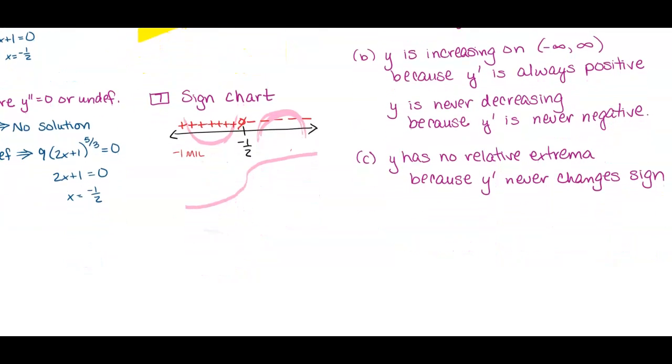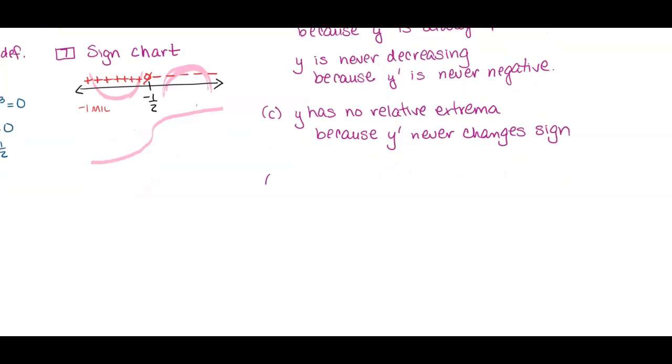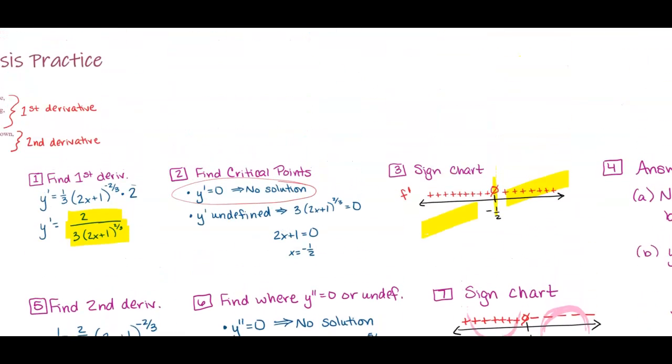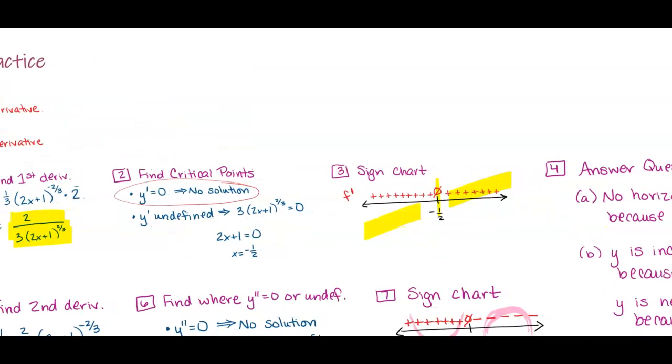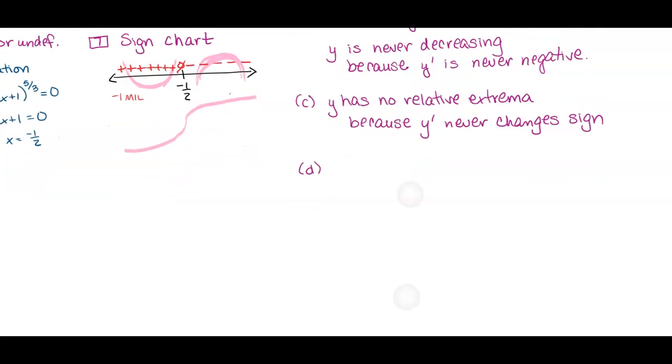So everything that you know from every math class you've ever taken should all kind of line up here. If there's ever something that seems fishy, you're going to want to go back and check your work and make sure you didn't make a mistake anywhere. Now we can answer the rest of the questions. So question D says, where's the function concave up or concave down? E is inflection points.